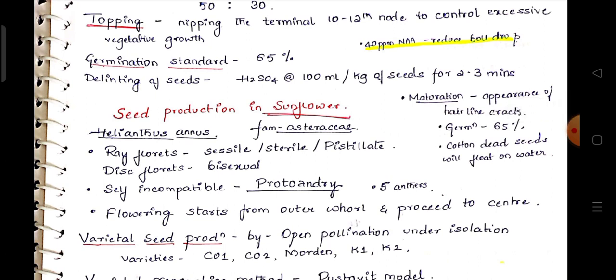Then maturation here is the appearance of hairline cracks in bolls. Germination is 65%. Cotton dead seeds will float in water.